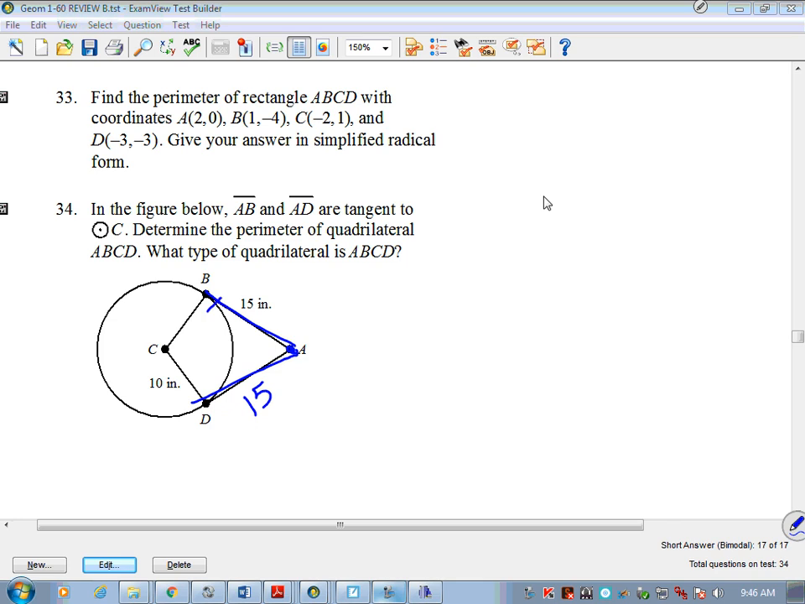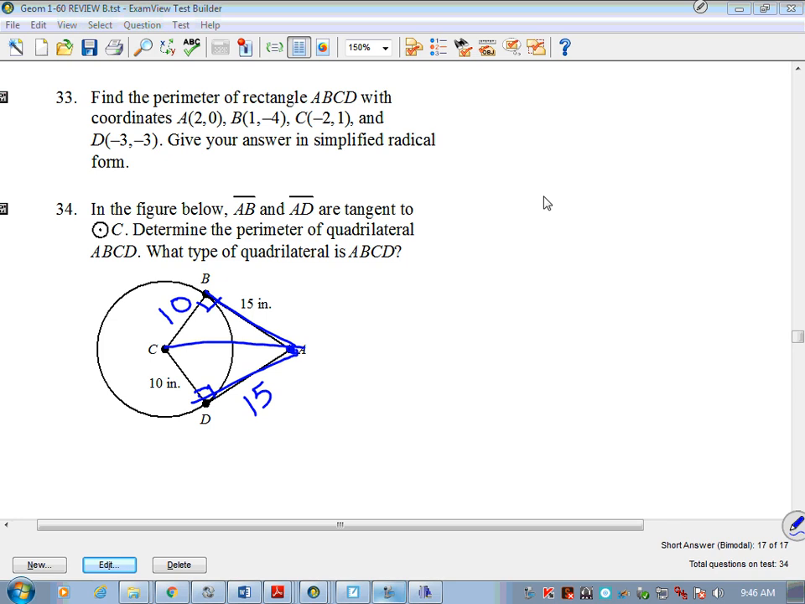We know that this is a right angle because these are tangent lines. Tangent lines are perpendicular to the radius. We know we've got a straight line coming back here. We know that this is 10 there because all my radii are 10. What type of quadrilateral is ABCD? A lot of people struggle with this one, but it is a kite.